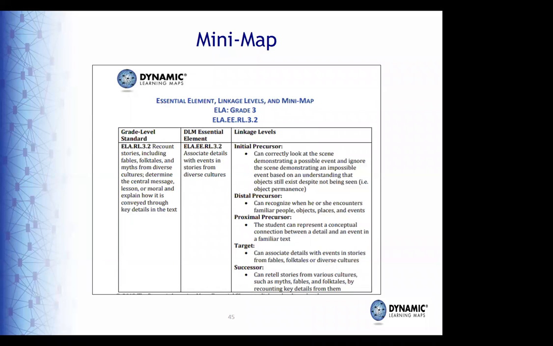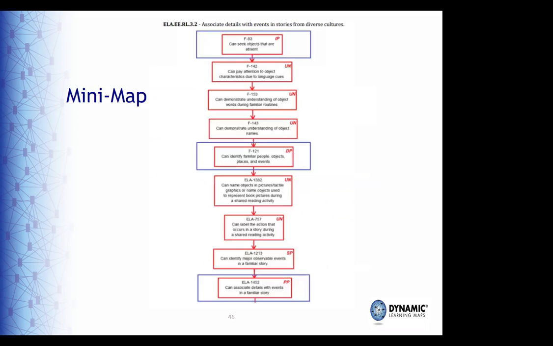So here's an example of an essential element with the different linkage levels, including the mini map. And this is for English language arts. And this is what the mini map would look like for that essential element.